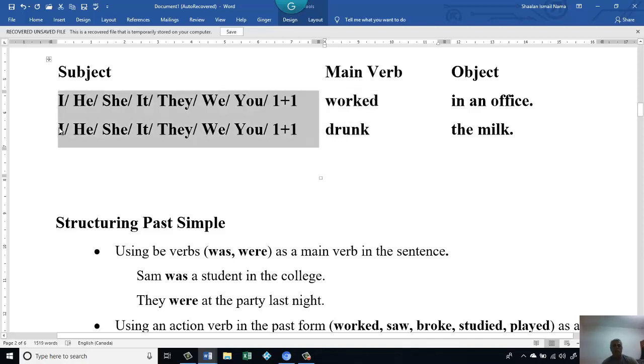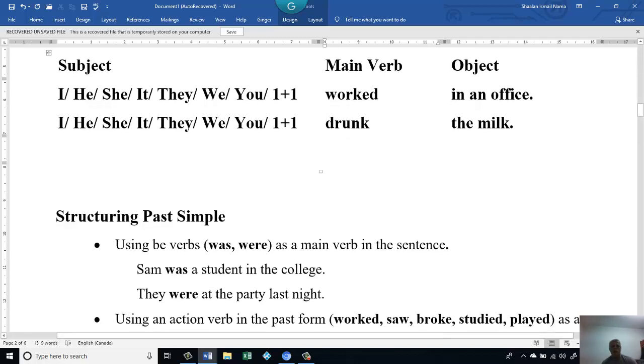The second kind, same thing. We have a subject, all subjects. The verb, there will be no change to the verb. Then we say drunk. Drunk here is the past of drink. Then we say the object, the milk. We could use any of those subjects with the same verb.